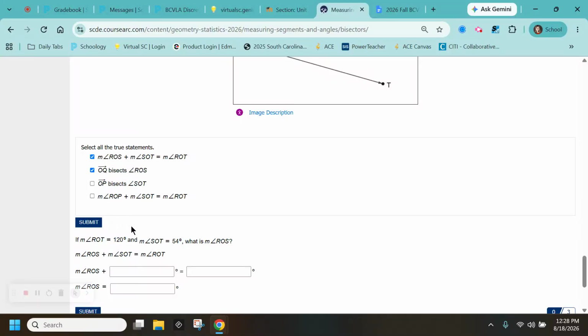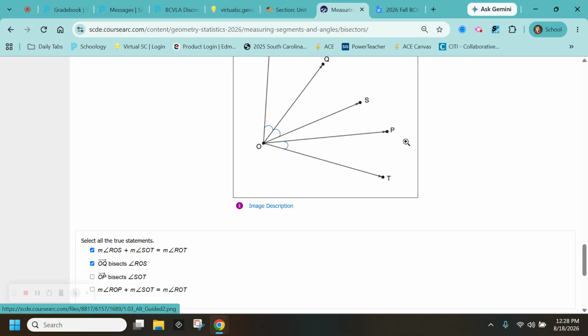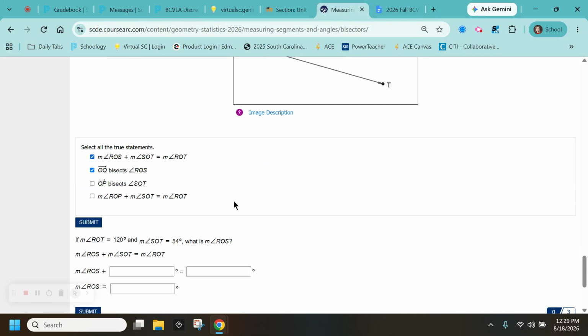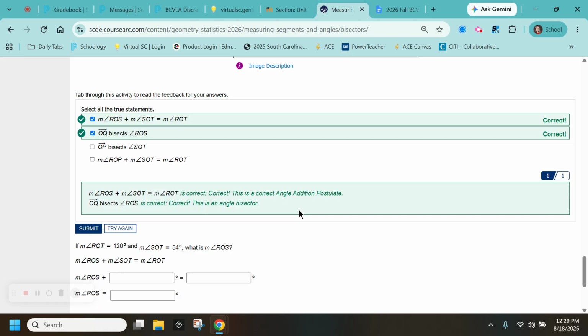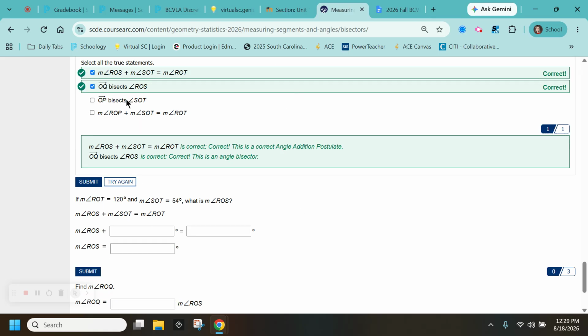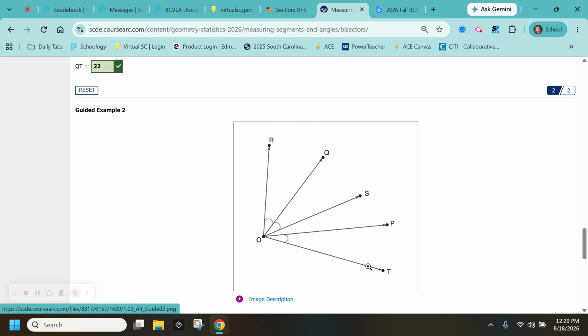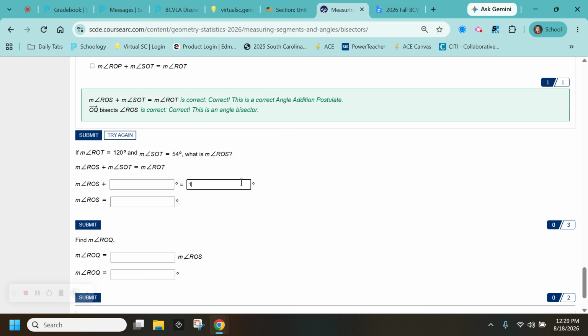Then we have the measure of angle ROP and SOT. Since there's this overlap here, it does not equal the full angle. It equals more than that. All right, so we're using basically this first statement up here. If the measure of angle ROT is 120, my bad, so we're going to put ROT 120 here, and we know that SOT is 54. Using the angle addition postulate, we subtract 120 minus 54, which gives us 66.